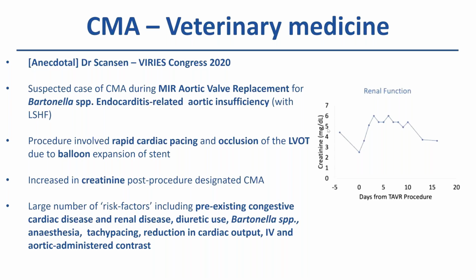We've got pre-existing congestive heart failure, which we know from cardiorenal, venous congestion has a possible influence. Pre-existing renal disease, so quite a marked creatinine at the baseline. Concurrent diuretic use, Bartonella infection, anesthesia, tachypacing, temporary complete reduction of the cardiac output, as well as IV and aortic administration of contrast. So yes, although we do see quite a marked increase after the procedure, I don't think we can fully say that this is solely the result of the contrast media, although it could be. So really, what is the causality from there?